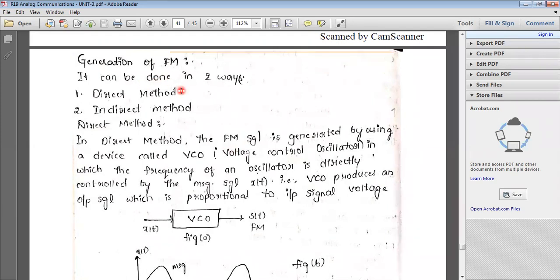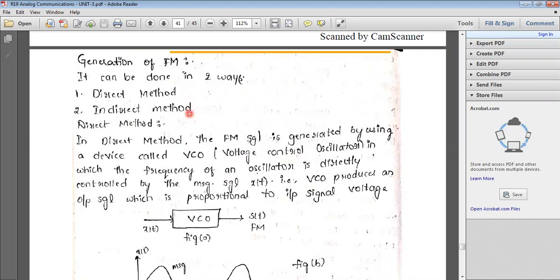Again, under the direct method we have two types: one is reactance modulators and another one is varactor diode modulators. So mainly FM is generated by two ways, the direct method and the indirect method. The indirect method is called the Armstrong method. Under the direct method we have two techniques: the reactance method and the varactor diode method.